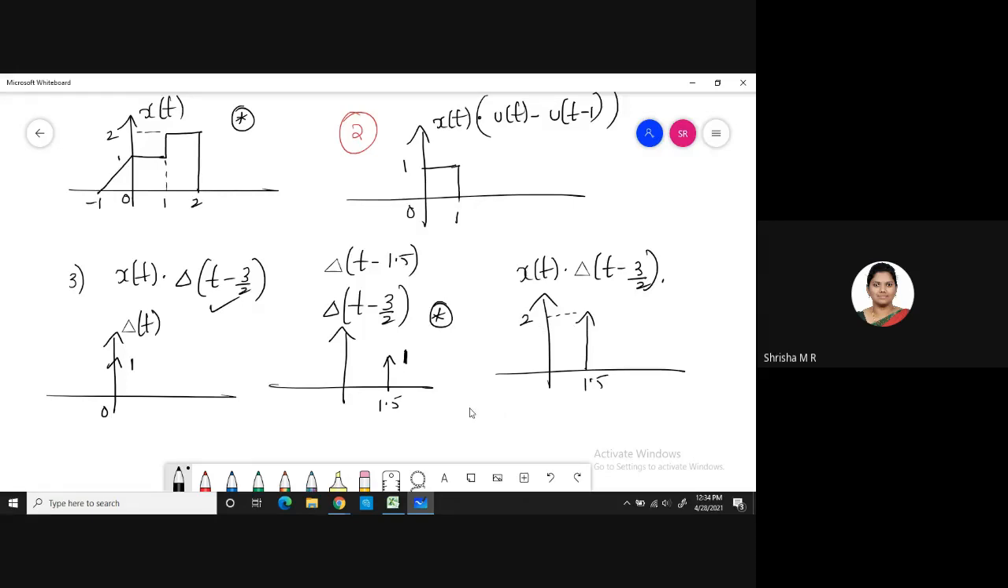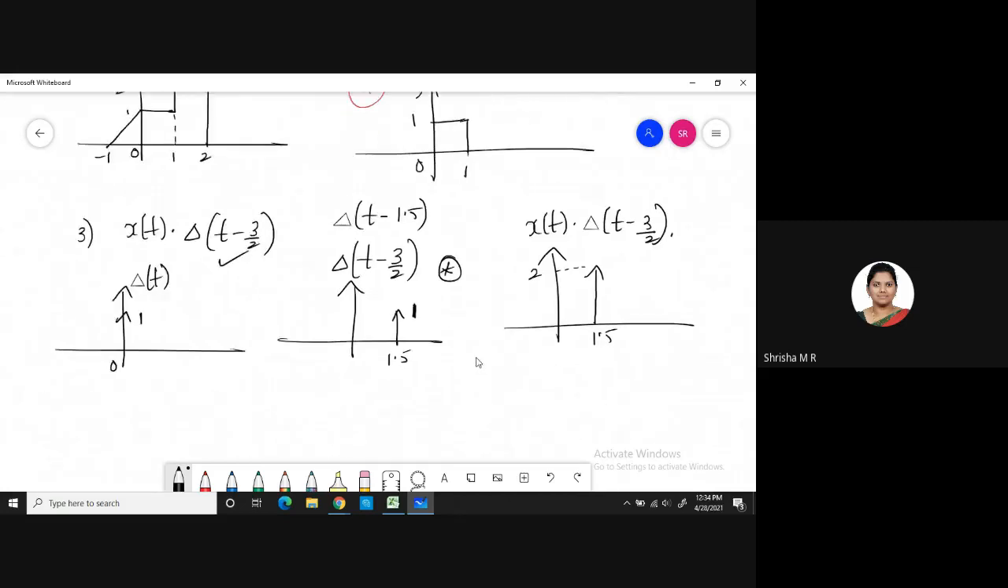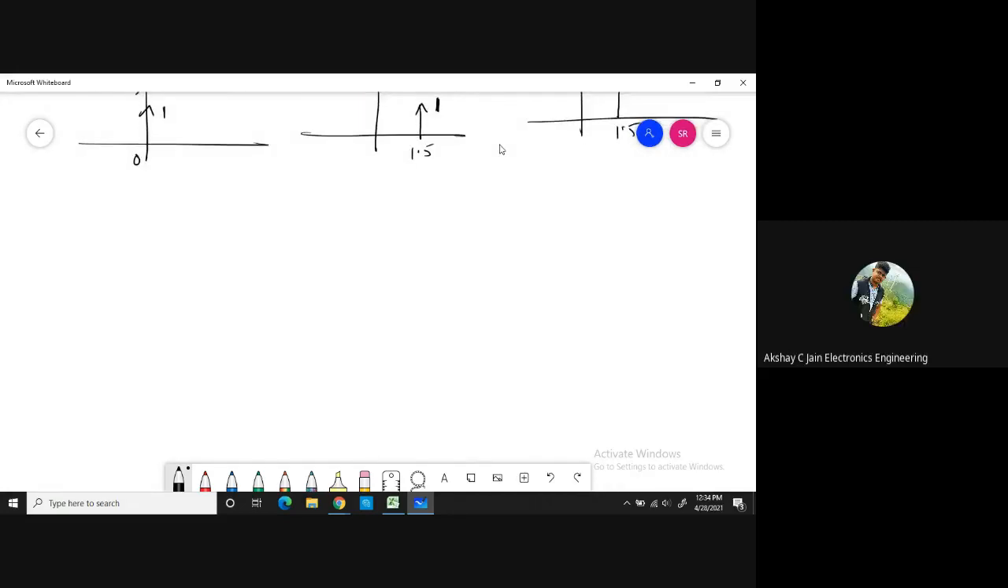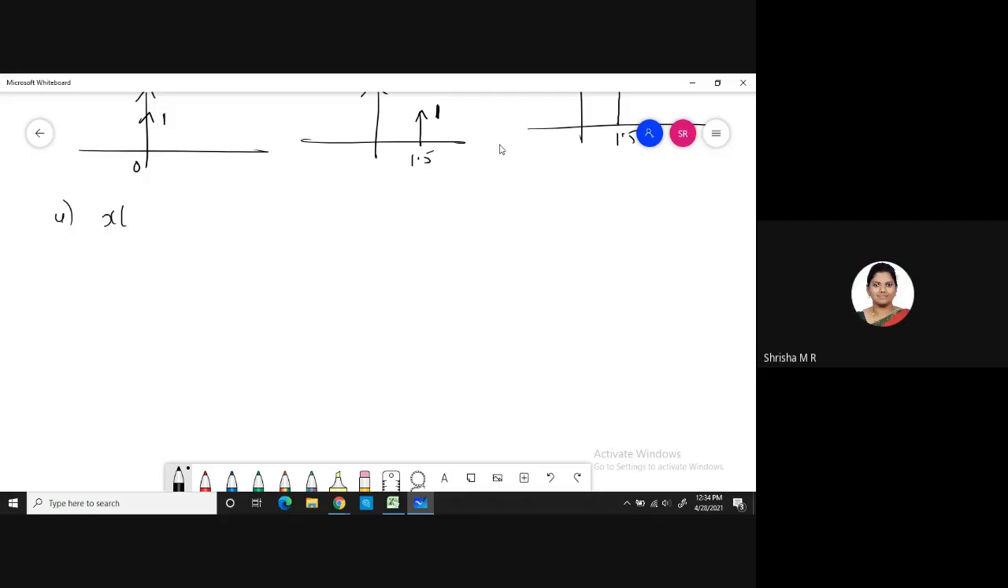Got it, everyone? Yes, ma'am. What is the next case? Next plot: x of t into u of t minus 1. So this we know, it is a shifted version of u of t.